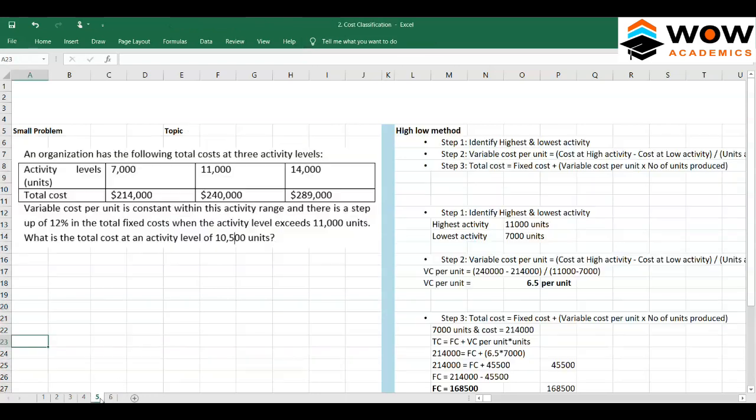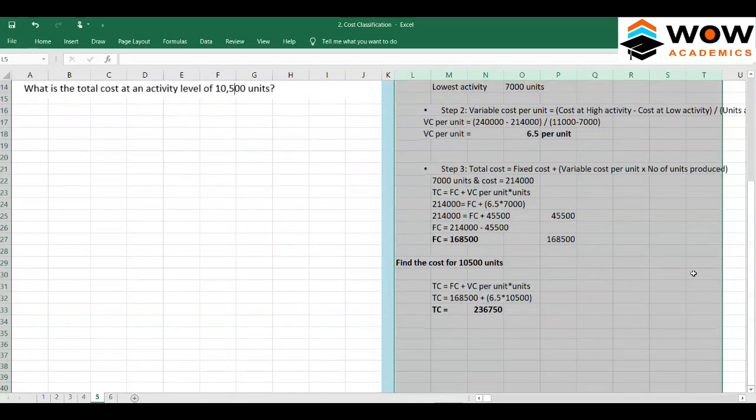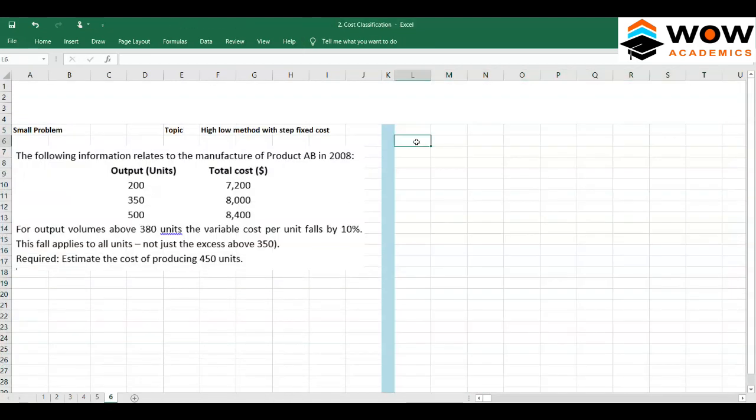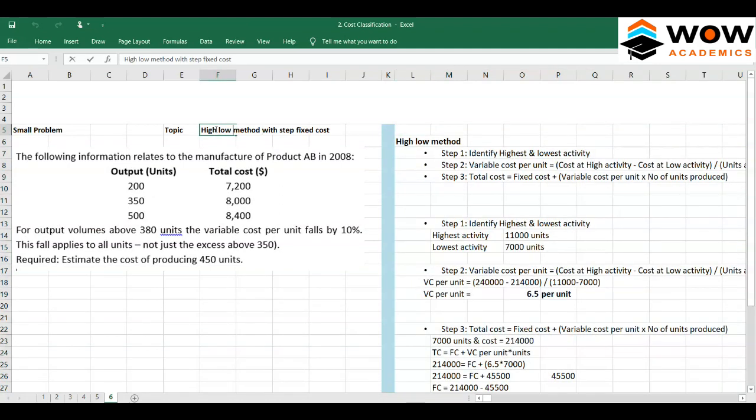So we will again take the same steps and work it out. Here the variable cost is changing, so it is a high-low method with variable cost changing. So let's work out this problem.